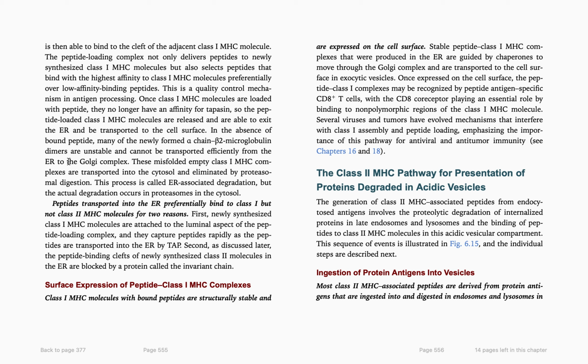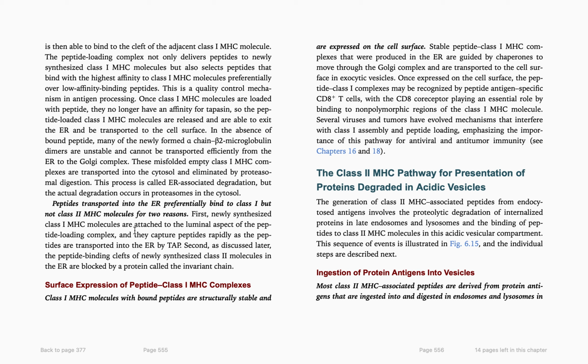In the absence of bound peptide, many of the newly formed alpha chain beta-2 microglobulin dimers are unstable and cannot be transported efficiently from the endoplasmic reticulum to the Golgi complex. These misfolded empty class 1 MHC complexes are transported into the cytosol and eliminated by proteasomal digestion. This process is called endoplasmic reticulum associated degradation, but the actual degradation occurs in proteasomes in the cytosol.